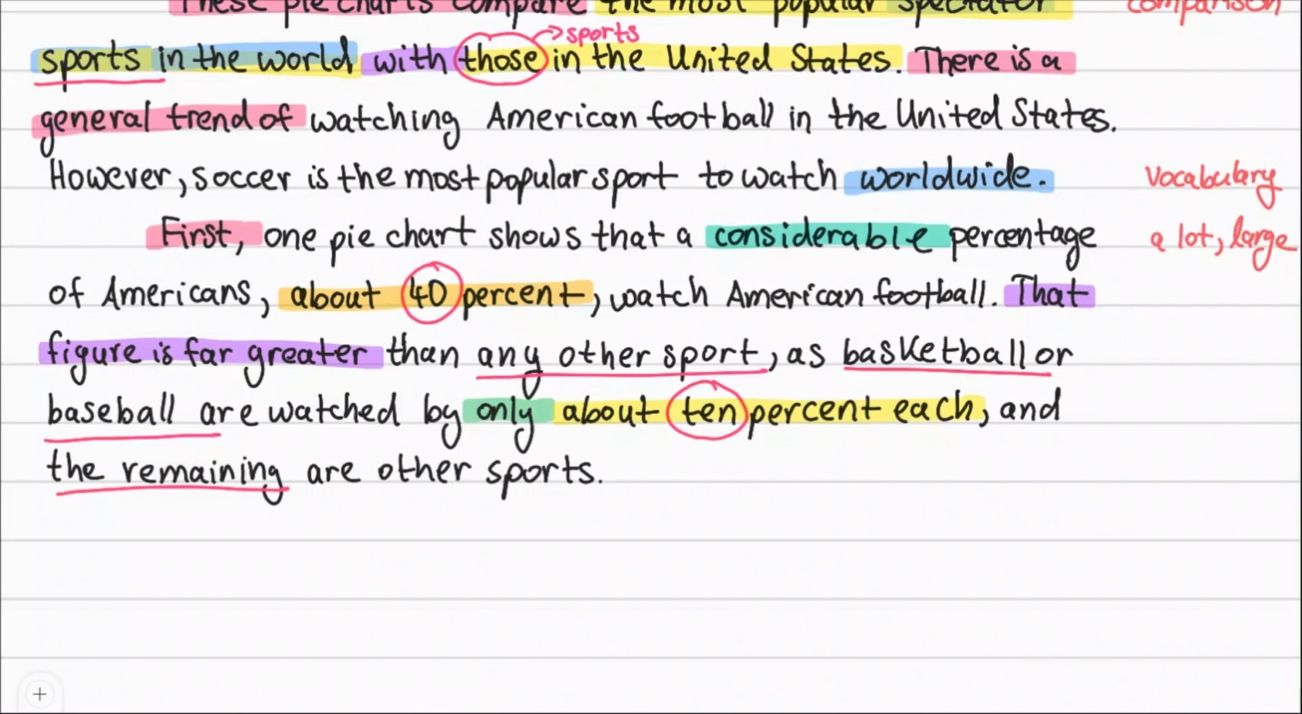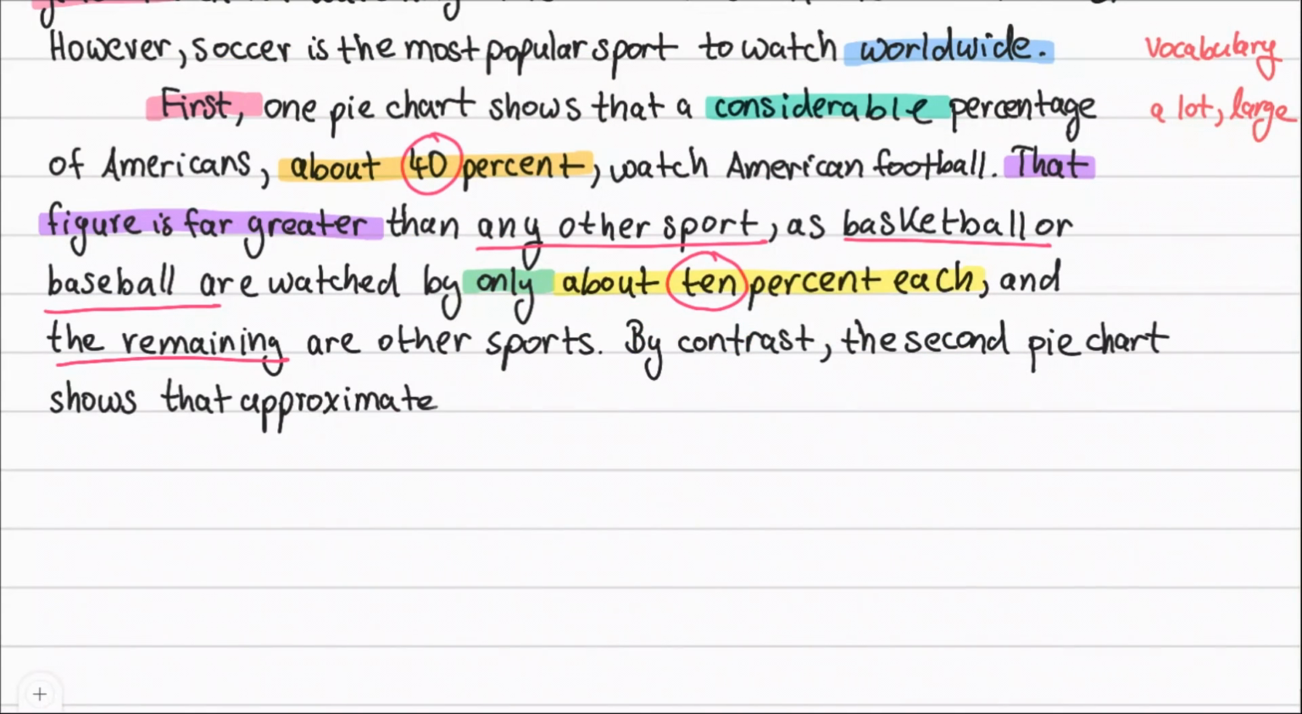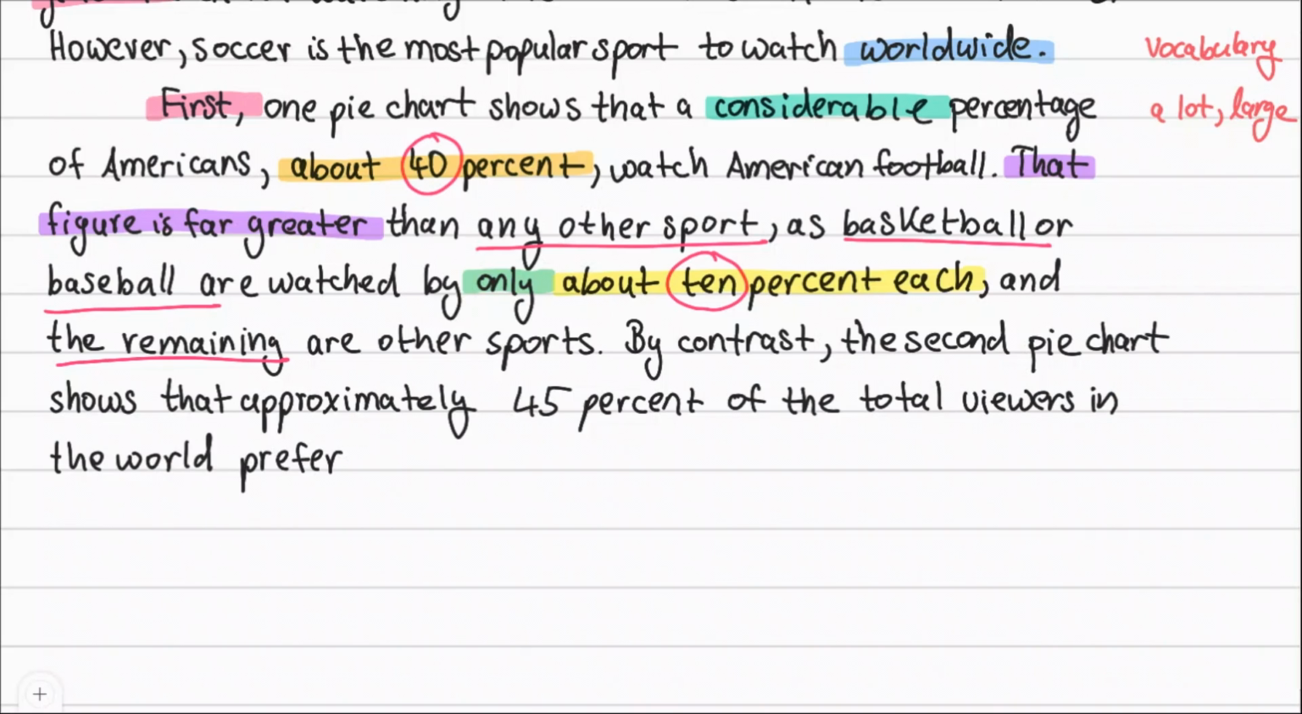That's enough information for the first point, which is that American football is the most popular in the US. Now we can move on to the second point. By contrast, the second pie chart shows that approximately 45% of the total viewers in the world prefer to watch soccer.